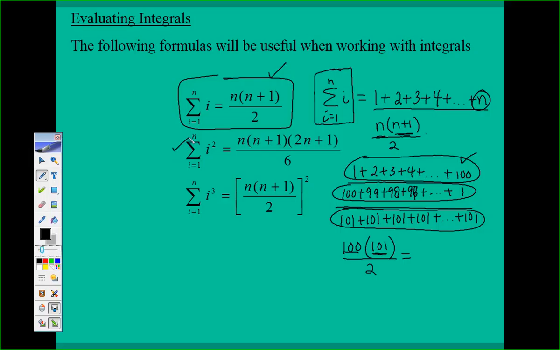And as I said, I'm going to ask you just to accept these two. We're not going to show why those equal what they do. But we are going to use those when we work with these Riemann sums. So we need to be familiar with those.